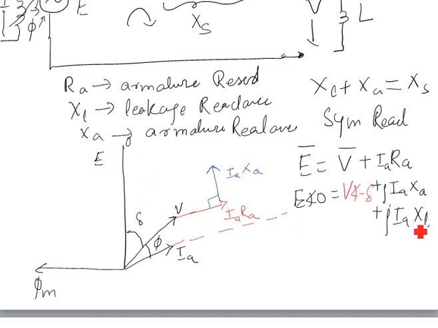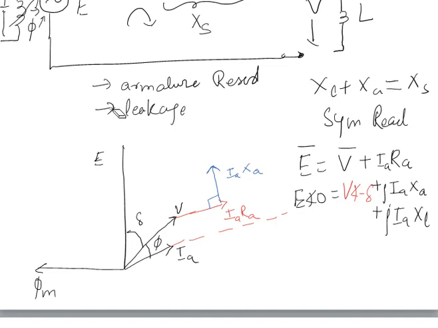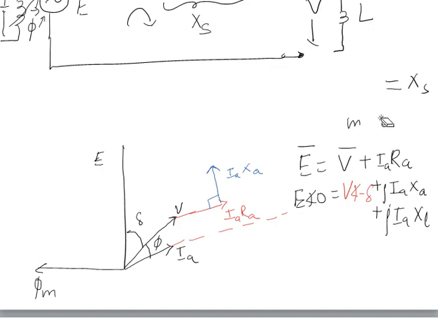And IA XL will again be perpendicular. So I am drawing IA XL, and this is IA XL. IA XL will always be small. The XL value, the leakage reactance, will be small, and the armature reaction will be more.